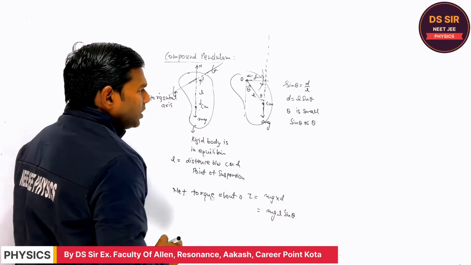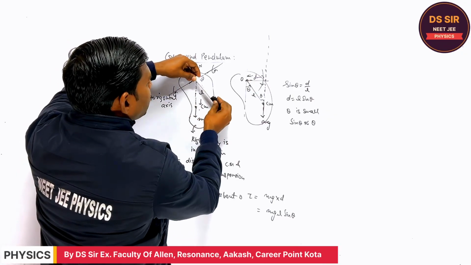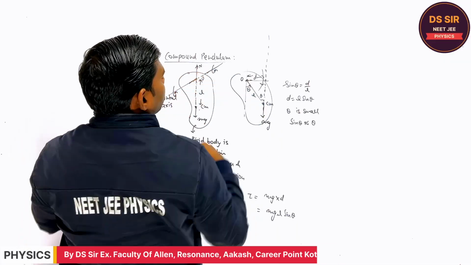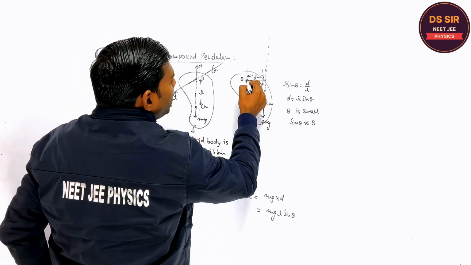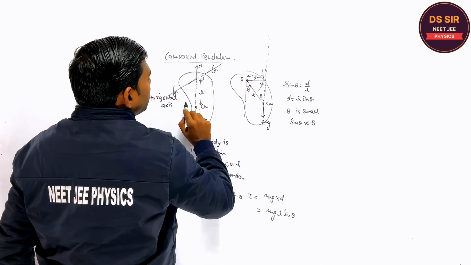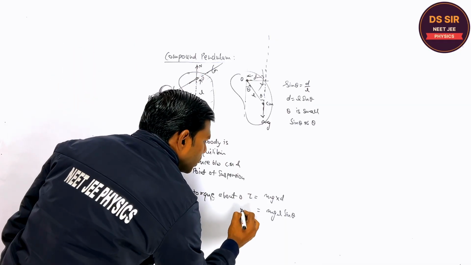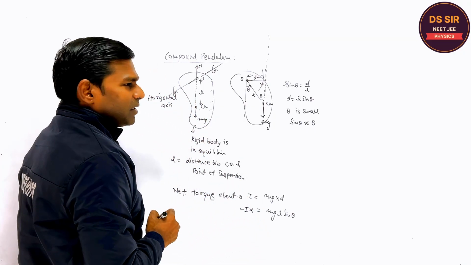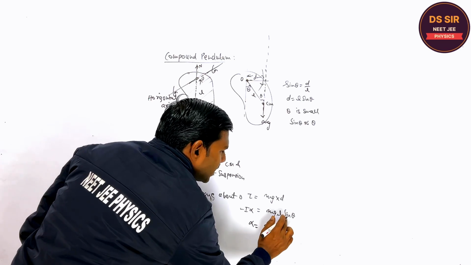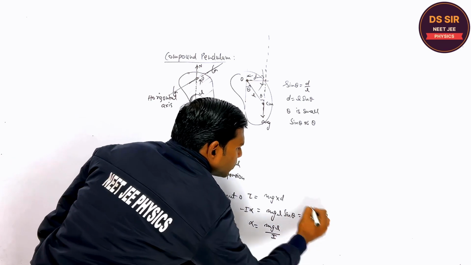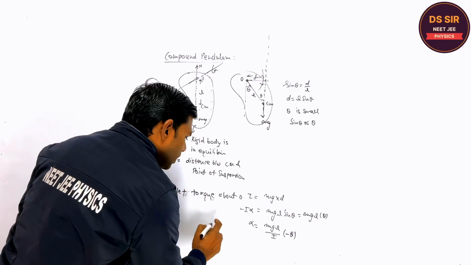Listen to one thing. The angular displacement is in this direction, out of the board, while the torque is acting into the board. If the moment of inertia of this rigid body about this point is I, then net torque is equal to minus I alpha. So alpha is equal to mgL upon I into the small angle theta, and the minus sign comes to this side.